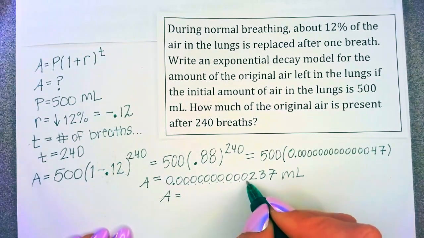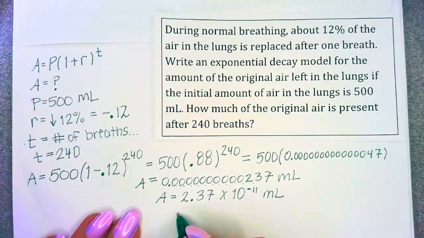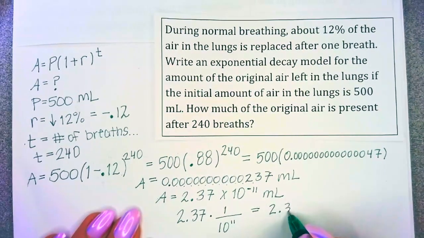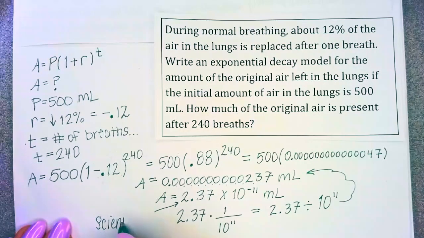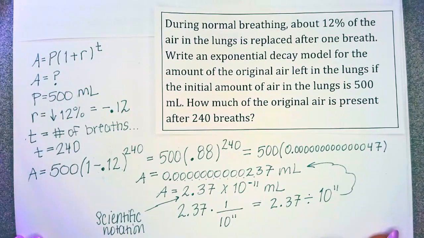If we wanted to write this with scientific notation, that would be 2.37 times 10 to the negative 11th power milliliters. 10 to the negative 11th power is really multiplying by 1 over 10 to the positive 11, which is really dividing by 10 to the 11th power. All of these represent the same answer. The second line really shows us scientific notation, which you'll probably use in chemistry.